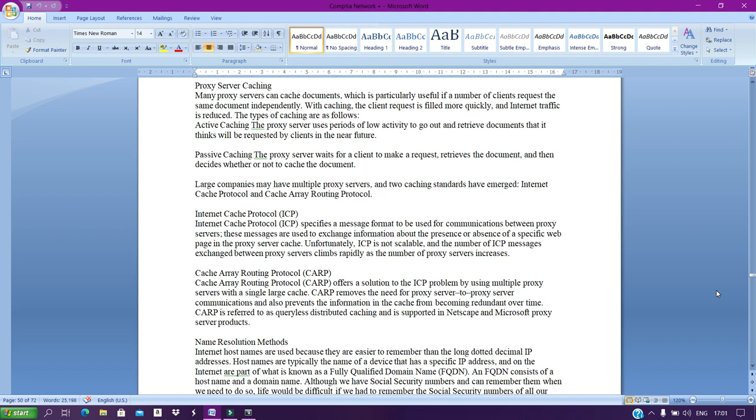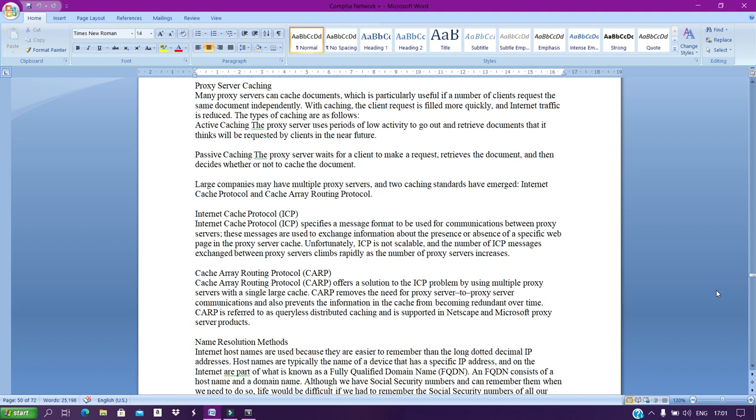Active caching: the proxy server uses periods of low activity to go out and retrieve documents that it thinks will be requested by clients in the near future. Passive caching: the proxy server waits for a client to make a request, retrieves the document, and then decides whether or not to cache the document.